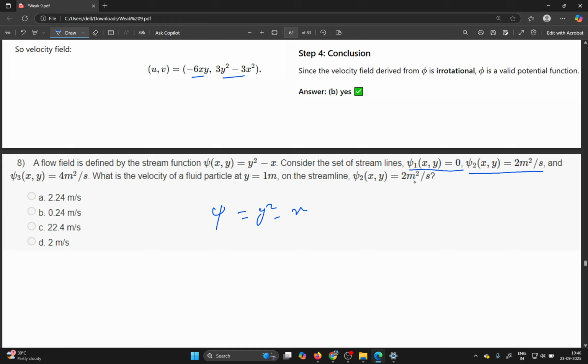So remember, please, here you have the three streamlines. One streamline, this is the second streamline, and this is the third streamline. The first has 0 value, the second is 2 meter square per second, and the third is 4. So you have to calculate the velocity of the fluid particle at y equal to 1 meter on the streamline.